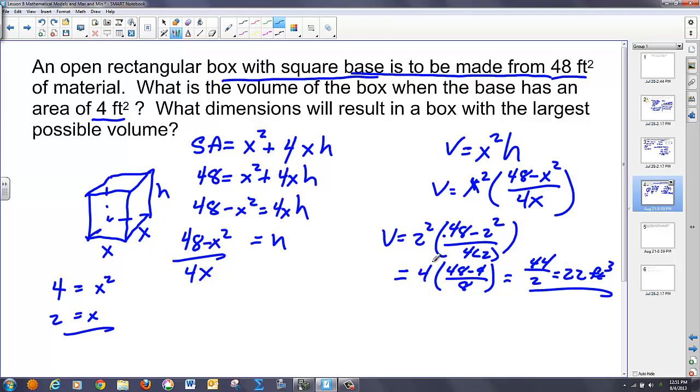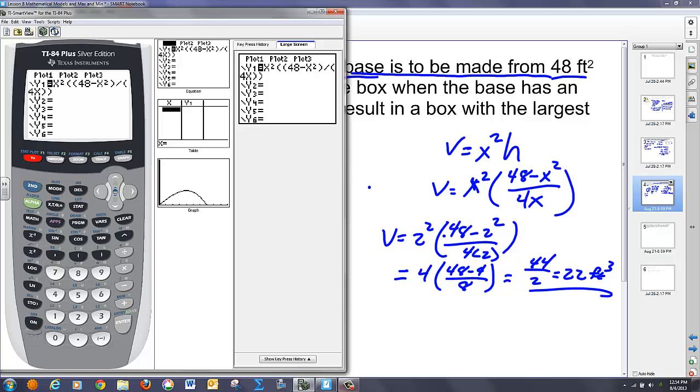Now, they want to know what the dimensions of the box are that result in the largest possible volume. I have to maximize the volume equation. So again, this turns into a calculator graphing problem. Let's go back to our calculator and plug in the volume equation in terms of x. I've graphed the volume in terms of x. Here's my x squared, and I'm going to multiply that by a fraction, so my whole numerator is in parentheses, divided by my whole denominator, which is in parentheses, and I've put double parentheses around that whole fraction.